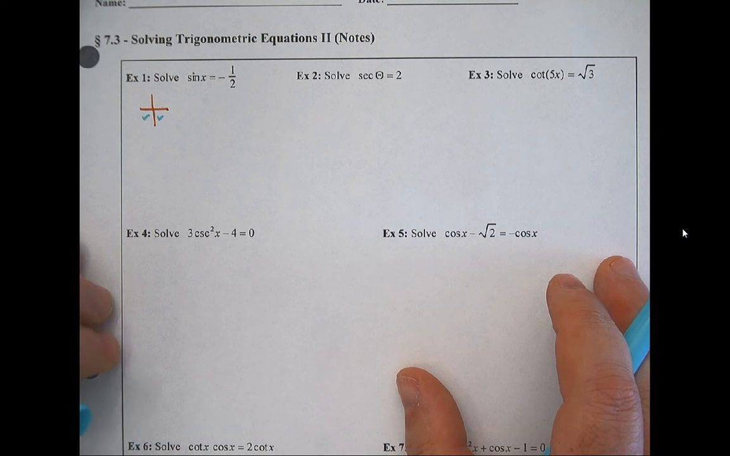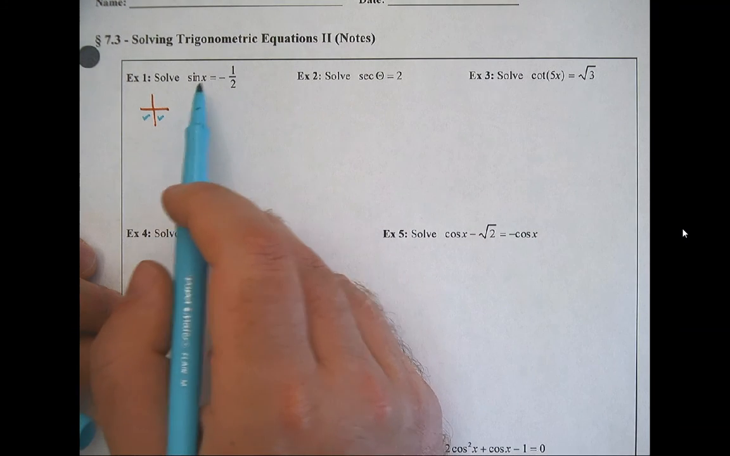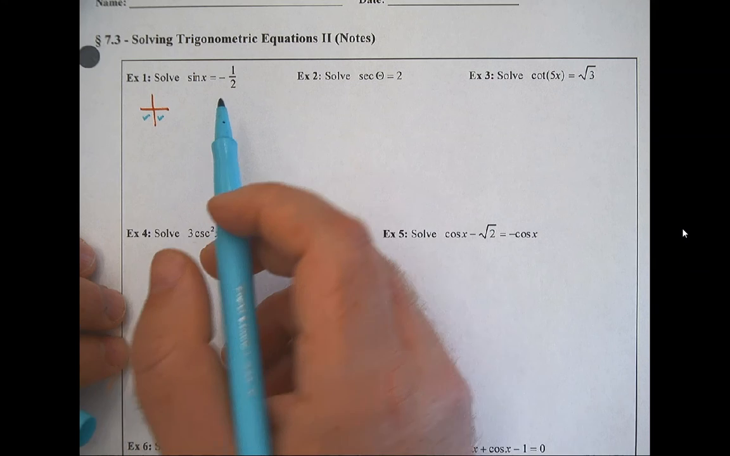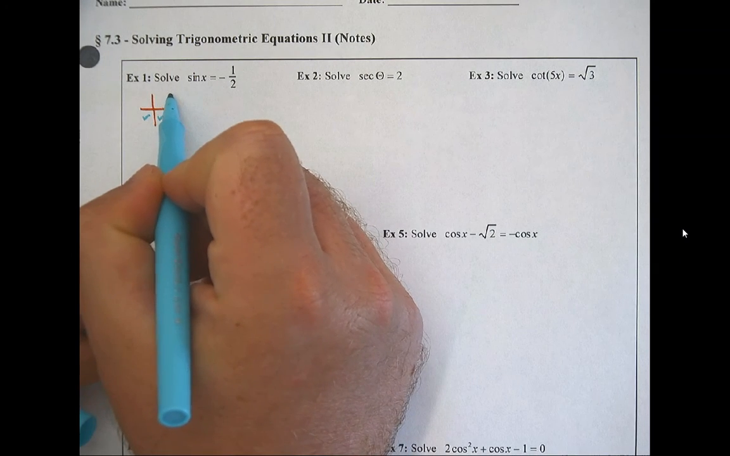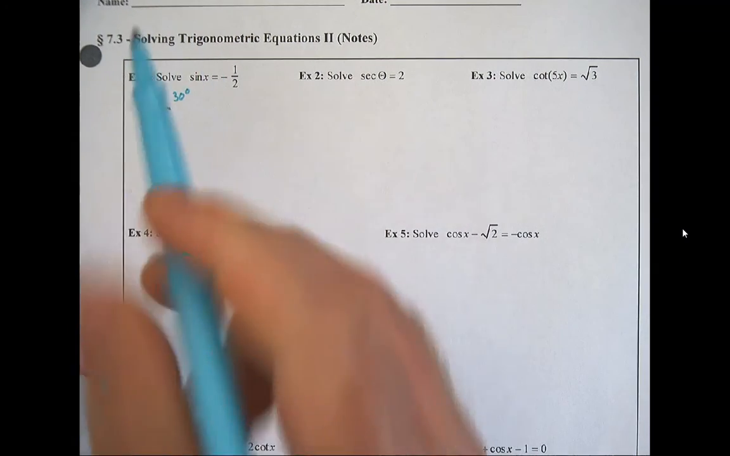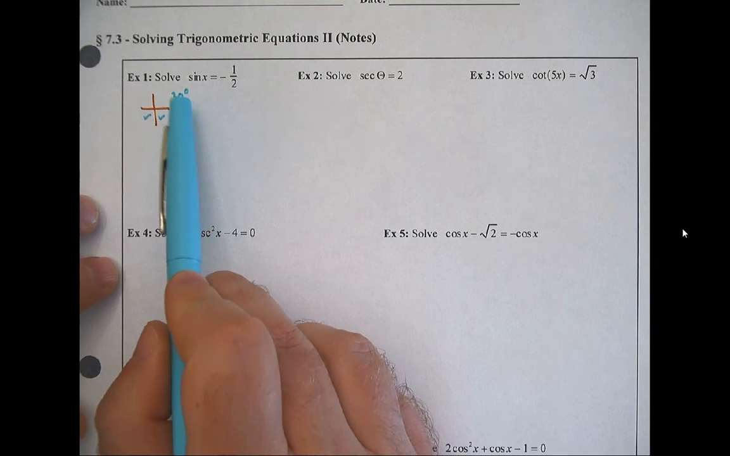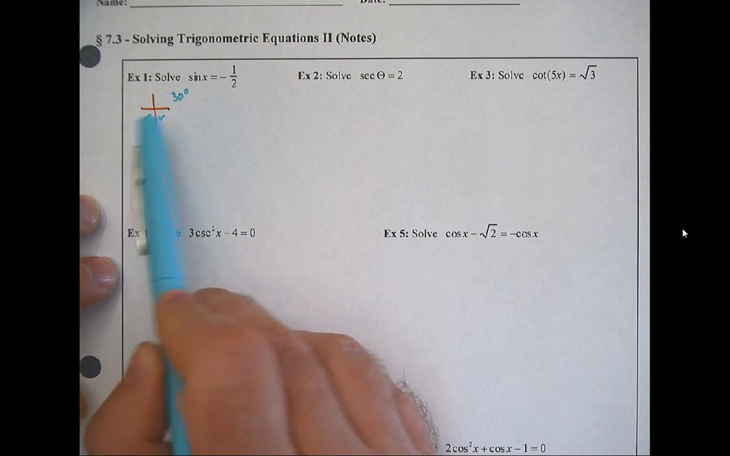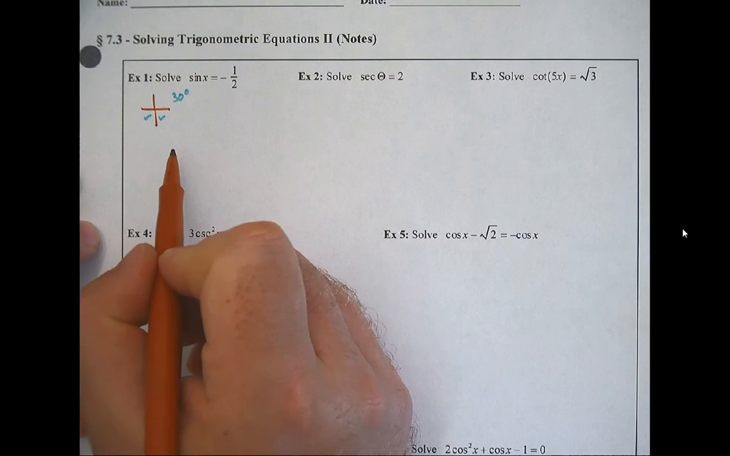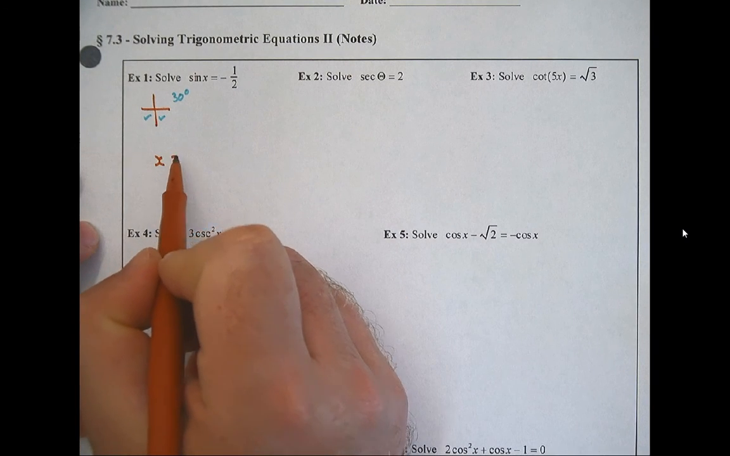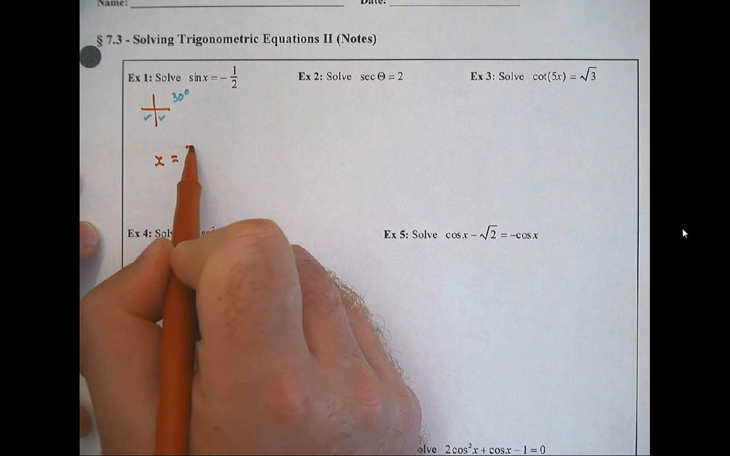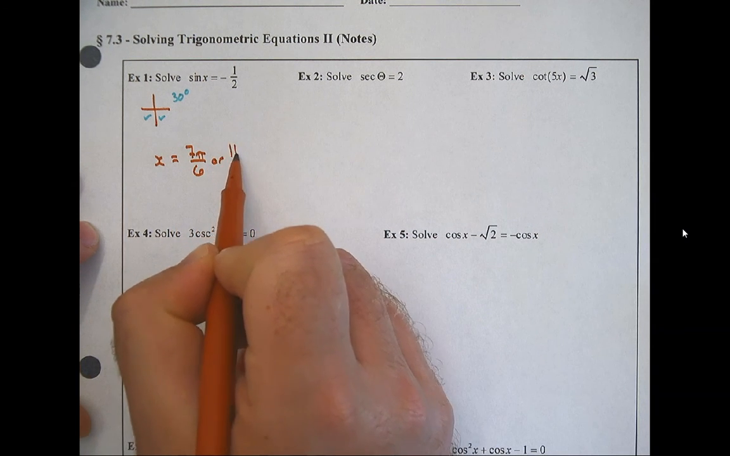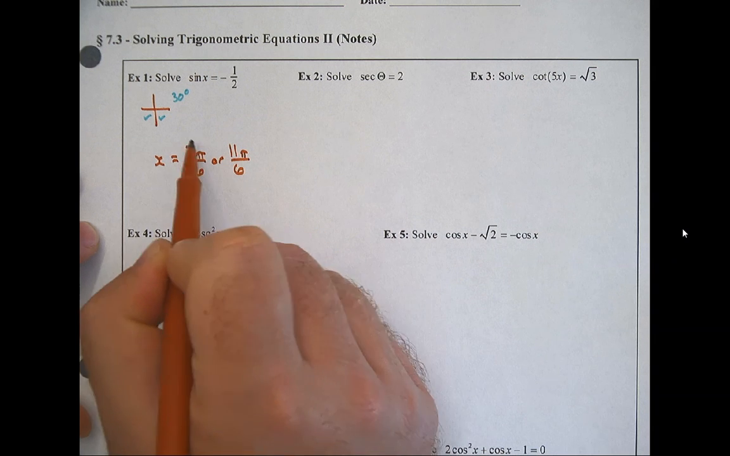Which one of my special right triangles has a sine value or a y value of 1/2? If you look at the 30, that has a y value of 1/2. So sine of 30 is 1/2. Now I have to identify who are the 30-degree angles in quadrants 3 and 4. So I would have x equals 7 pi over 6 in quadrant 3, or 11 pi over 6 in quadrant 4.